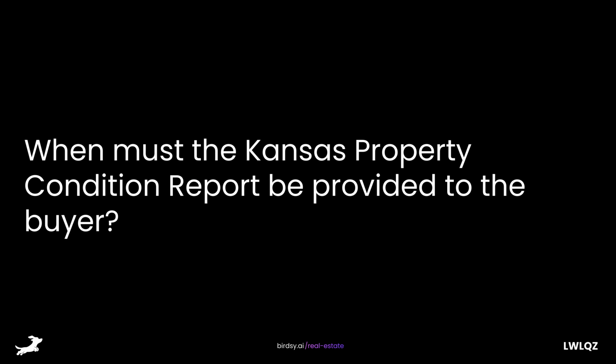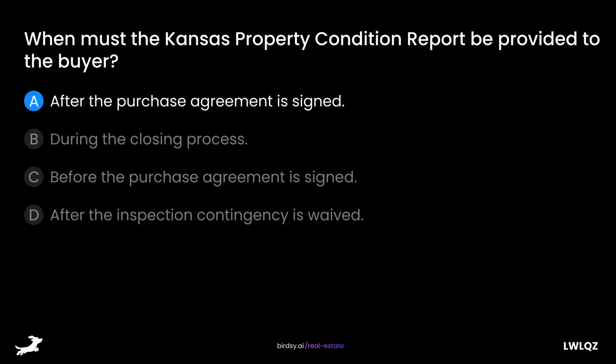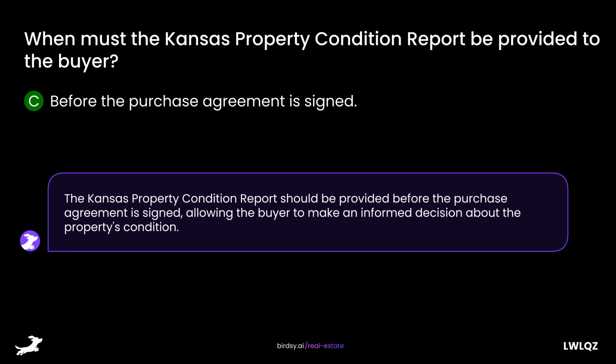When must the Kansas property condition report be provided to the buyer? Is it A, after the purchase agreement is signed, B, during the closing process, C, before the purchase agreement is signed, or D, after the inspection contingency is waived? The answer is C, before the purchase agreement is signed. The Kansas Property Condition Report should be provided before the purchase agreement is signed, allowing the buyer to make an informed decision about the property's condition.